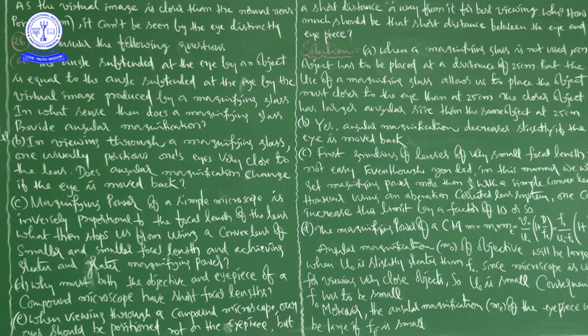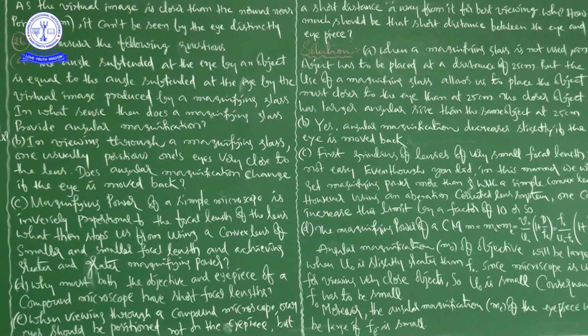Why must both the objective and the eyepiece of a compound microscope have short focal length? Okay, so he is giving the fact and asking the reason.